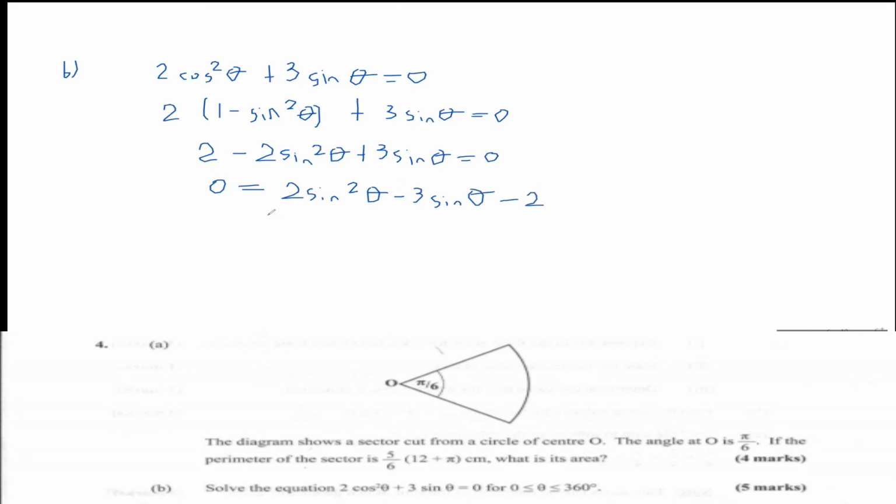Now, let y equal sine theta. You don't have to do it, but it makes it easier. If y is equal to sine theta, you notice that you really have a quadratic. And so the quadratic that we really have is 0 is equal to 2y squared minus 3y minus 2. That's what we really have. So since we have a quadratic, now we can go ahead and factorize it.